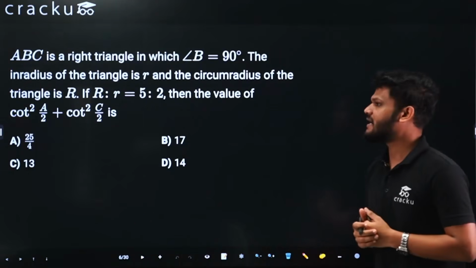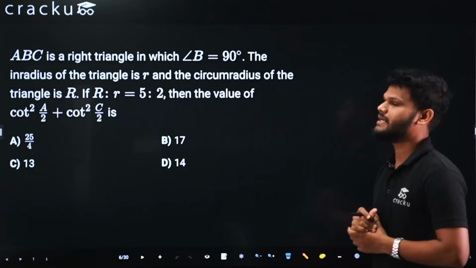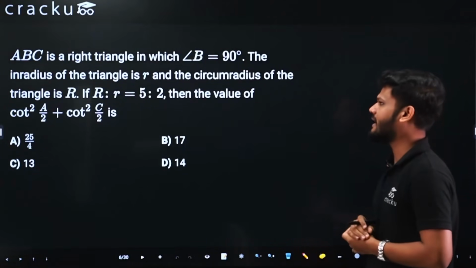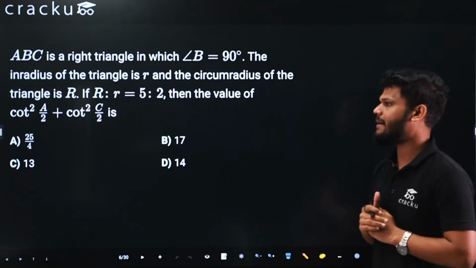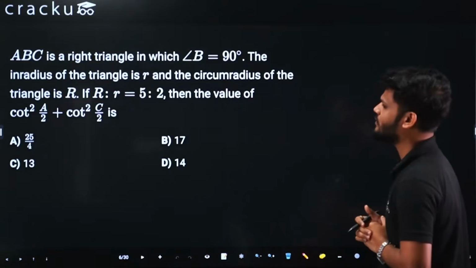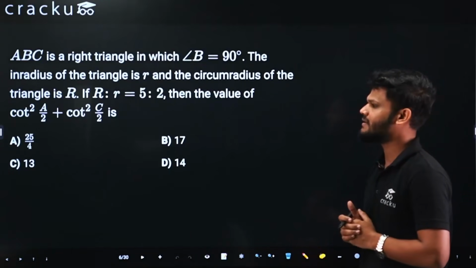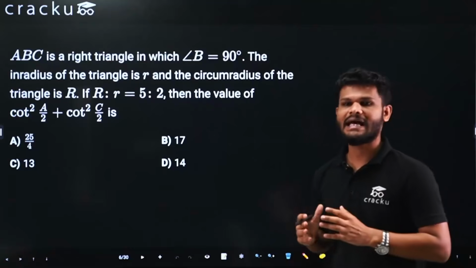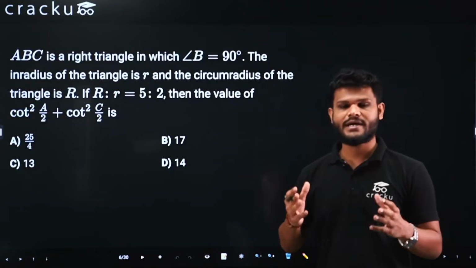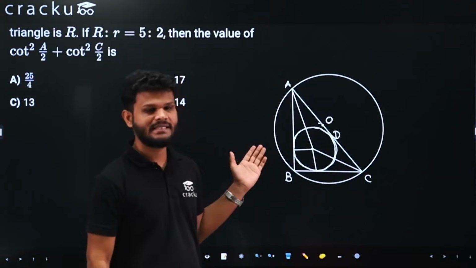Now in this question we are asked, ABC is a right triangle in which angle B is equal to 90 degree. The inradius of the triangle is small r and the circumradius of the triangle is capital R. If capital R to small r is given as 5 by 2, then the value of cot square A by 2 plus cot square C by 2 is what? So for that, let us first draw a triangle ABC. Let us draw its circumcircle and then let us draw its incircle. Now this is our figure.